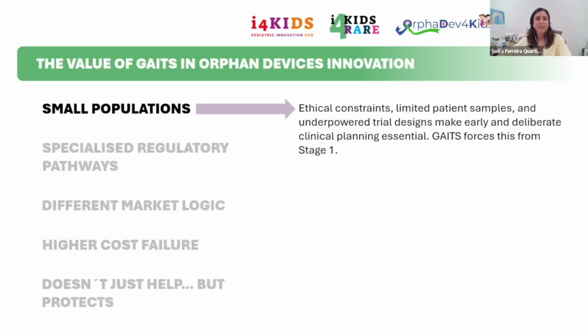So now, why does all this matter, even more in orphan devices? Let's start with the most fundamental challenge: small patient populations. We will find ethical constraints. We will find limited samples, underpowered trial designs, but you cannot improvise your clinical strategy at stage 6. You really need to start defining all this strategy before. And this is why GAITS really forces you to think about all these kinds of things, even in the idea stages.